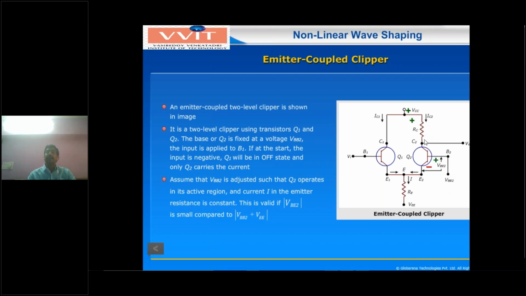Now, since transistor Q2 is on, IC2 is flowing through base 2 and emitter 2 and coming to the RE resistor. The RE current I is constant. So this I is equal to IE2 only. IE1 equals 0, because transistor Q1 is off when our input is negative.